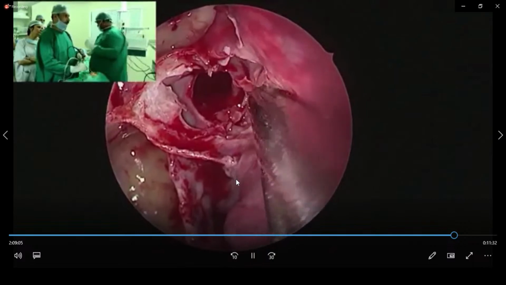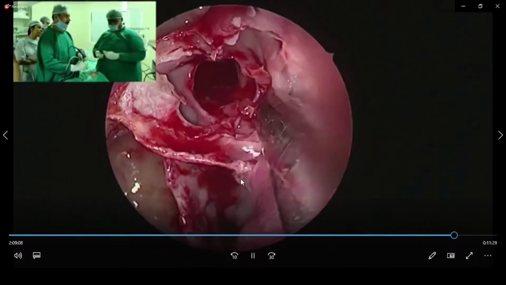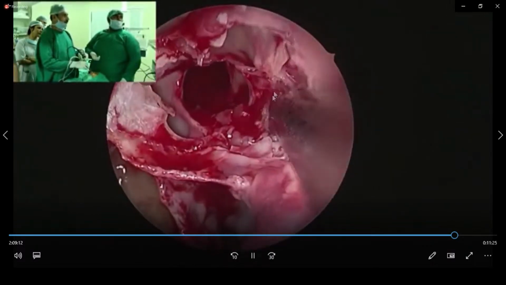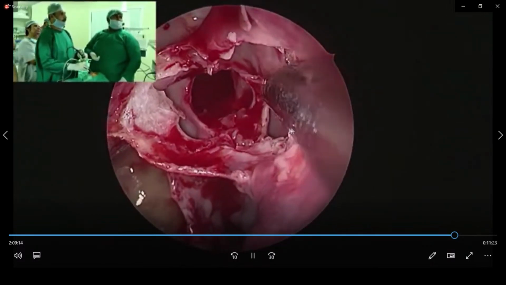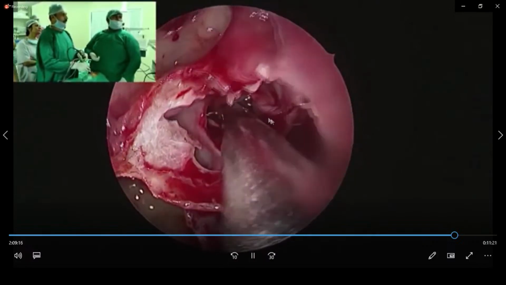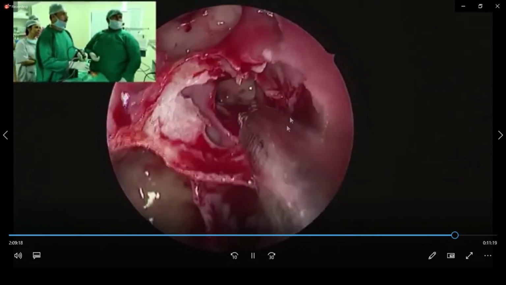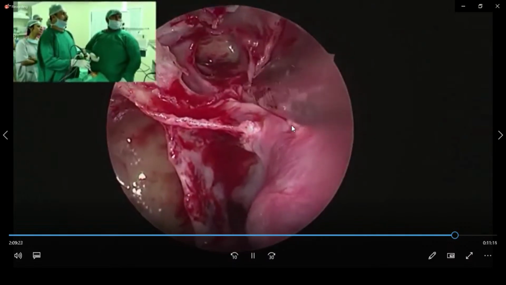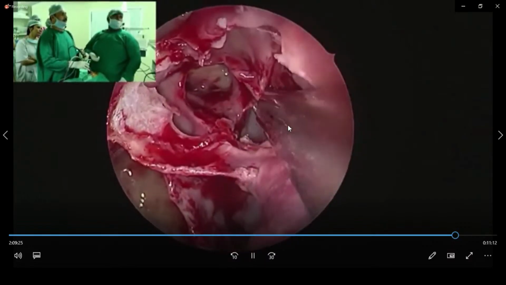This is the superior turbinate. Going more and more medially, this is the superior turbinate. And see this, medial to this is the septum. So now I am between them: this is the superior turbinate, this is the septum, and if I go in between them, it's going to be the sphenoid sinus ostium.